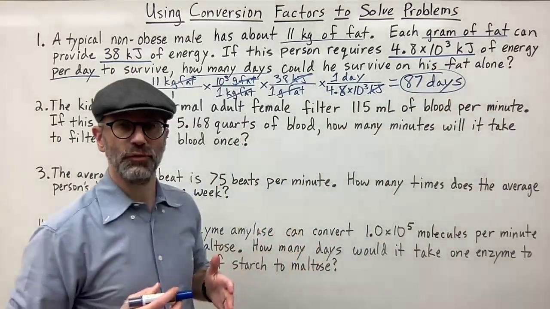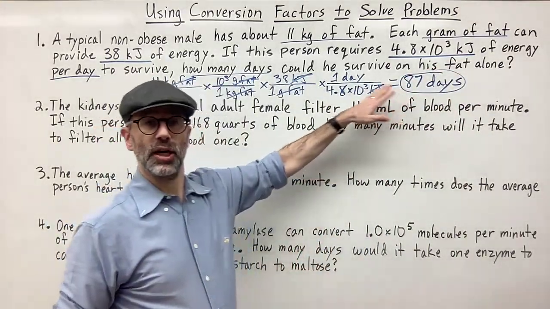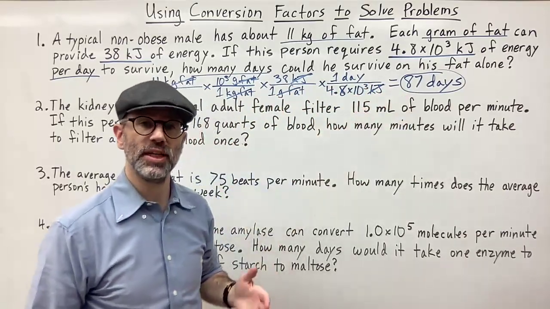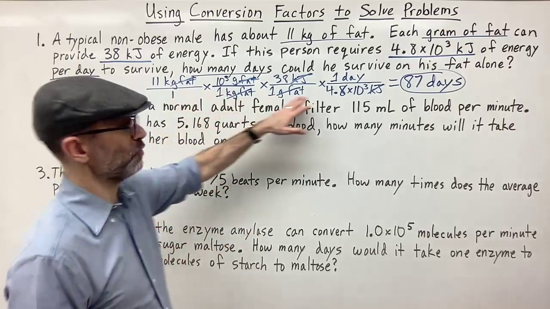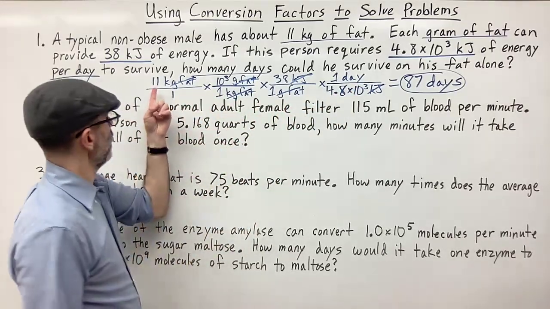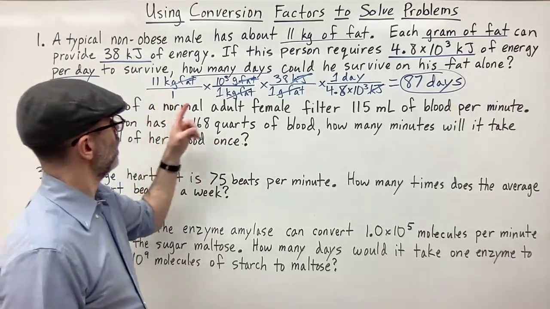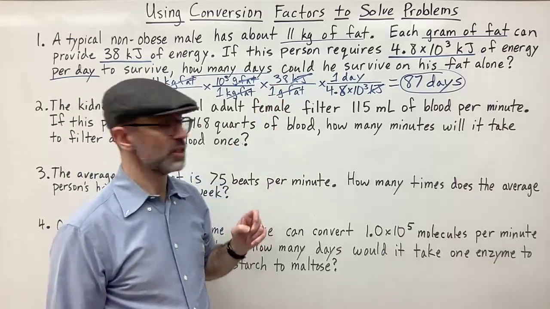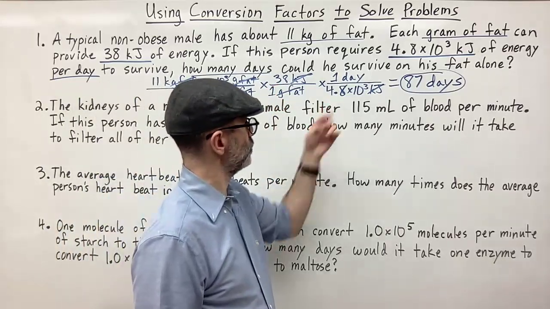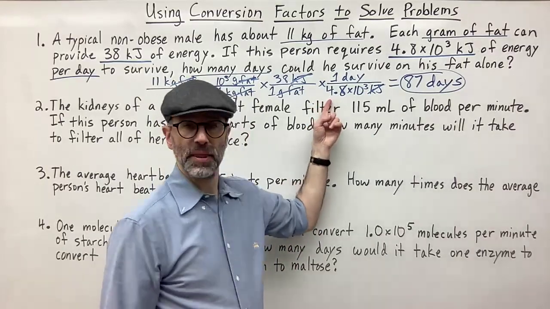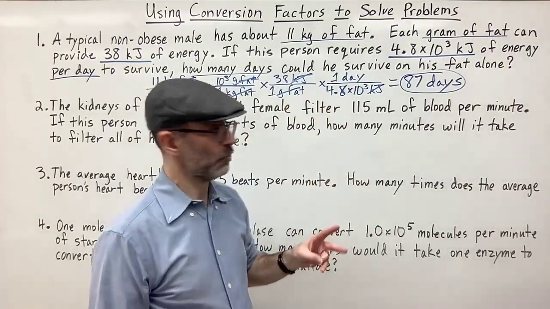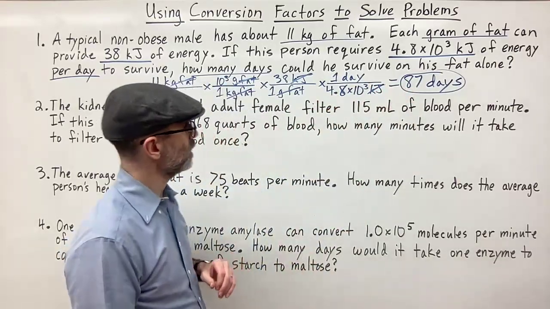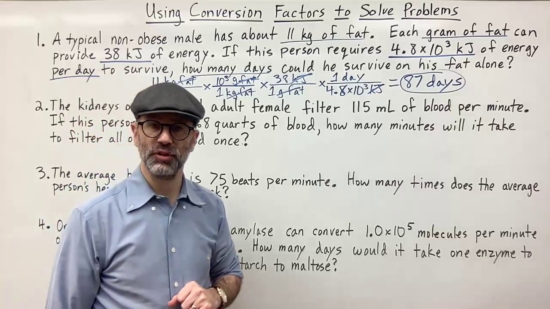And remember, the number of sig figs for your answer, if you're multiplying and dividing, the rule is that your answer should have the same number of sig figs as the least number of sig figs in your measurements. So we have 2 sig figs in 11. This is an exact relationship, so we can ignore that. Here we have 2 sig figs in 38, and here we have 2 sig figs in this number here. So that's going to be 2 sig figs. So our answer has 2 sig figs, or should have 2 sig figs. And it does. 87 has 2 sig figs.